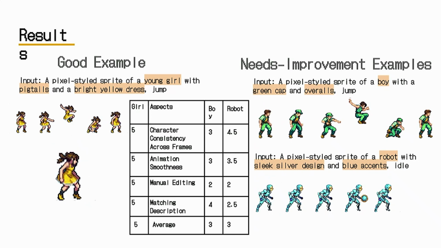We can see from the left corner the girl character, it's a good example of our sample. And for the boy character, it's scored lower because it doesn't match the description and it needs manual editing. And for the robot character, we can see that it necessitates manual editing, and it doesn't entirely meet the given description. These samples are randomly generated, not selectively chosen, and this accurately reflects our model's performance.